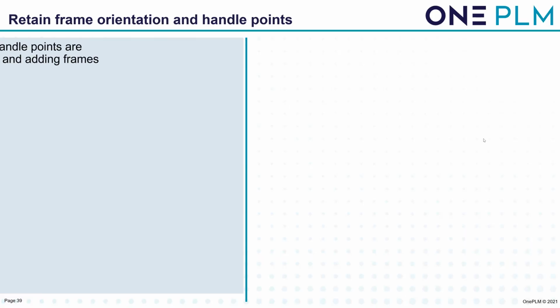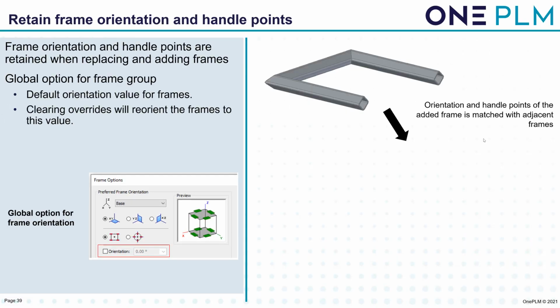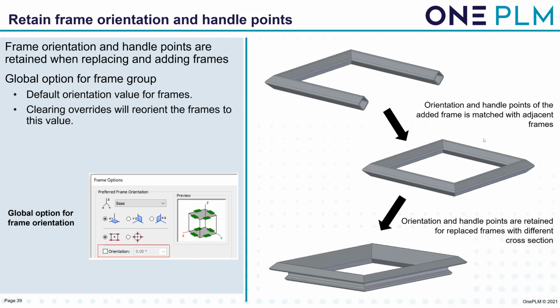Frame design. So we've got some real nice options in frame design. Frame orientation and handle points are retained when replacing and adding frames. We've now got a global option in the frame group for the orientation for frames. Clearing overrides will reorient the frames to this value if you've got those. In the dialog box there is a clear override option. So we can decide on the orientation, where previously we'd have had to click on each element, click on the middle option, and then decide that orientation option. Quite a nice little addition.